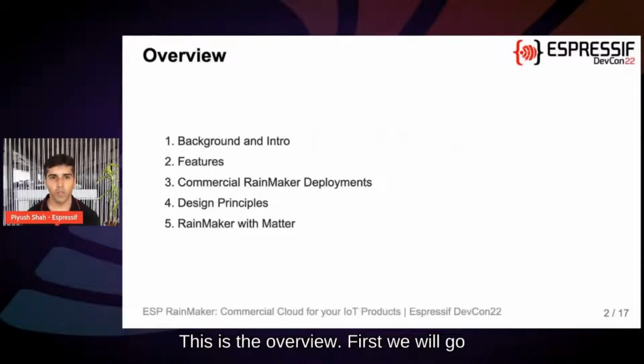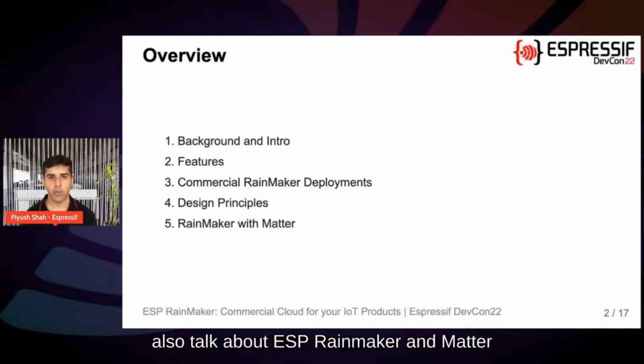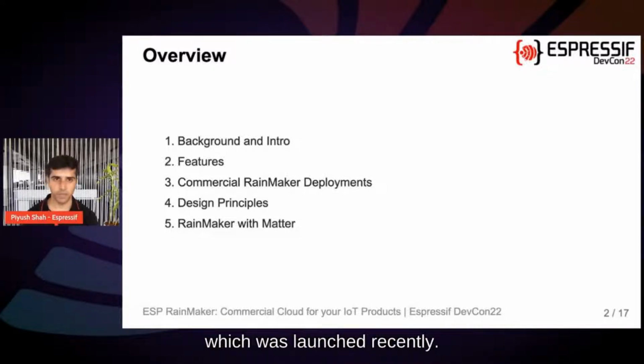This is the overview. First, we'll go through the background and introduction. Then we'll talk about the features. Then we'll see what a commercial RainMaker deployment means. We'll also talk about the design principles that were considered while creating ESP RainMaker. And then we'll also talk about ESP RainMaker and Matter, which is a new protocol which was launched recently.